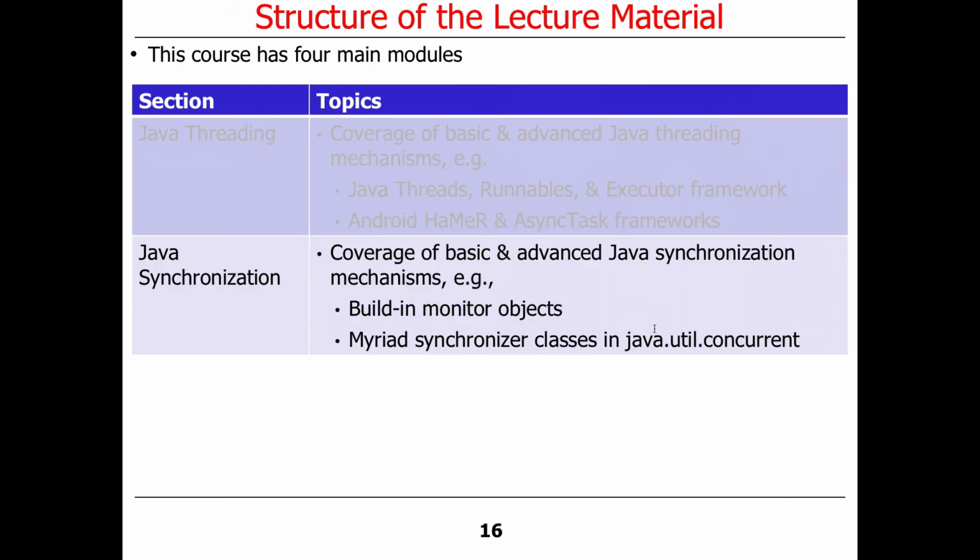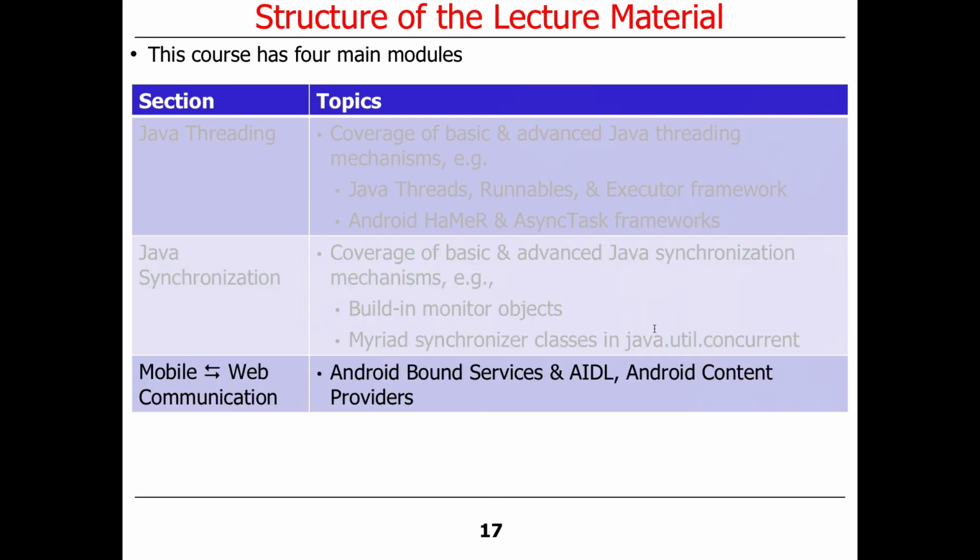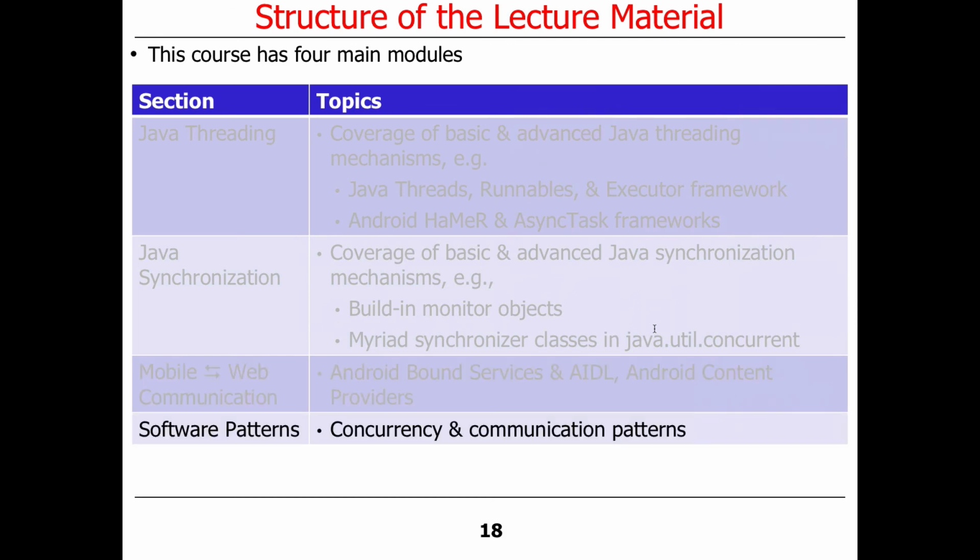We'll talk about the many different types of Java synchronization mechanisms, things like built-in monitor objects, things like semaphores and reentrant read-write locks and stamped locks and compare and set and all kinds of stuff, atomic integers, atomic booleans, atomic references, many things you'll find in the Java util concurrent package. We may talk about some of the Android features, things like bound services and the Android Interface Definition Language, content providers, and so on. And I mentioned before, we'll talk about patterns.